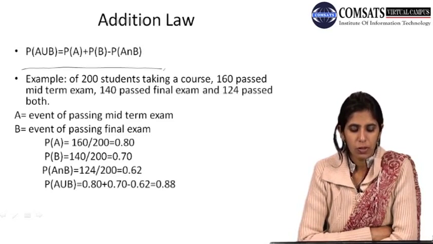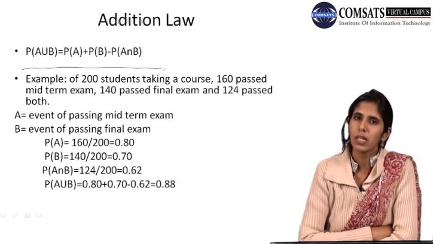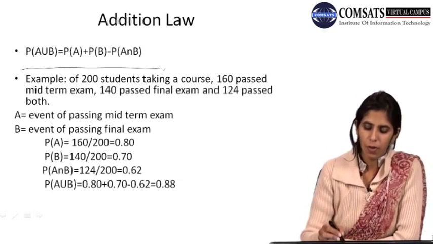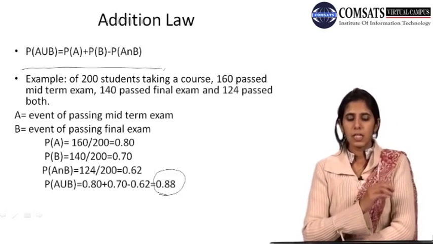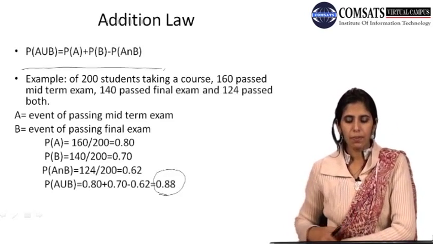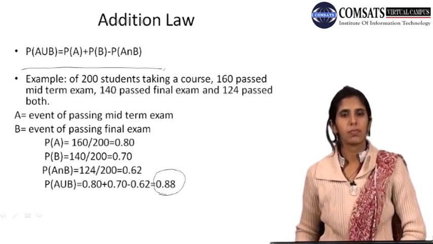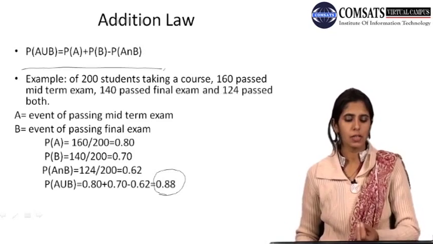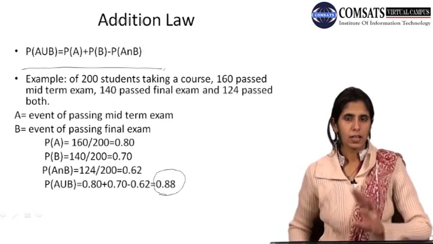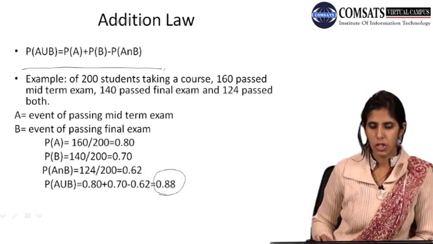Agar hum is law ke upar ye sari values apply kare, the probability of A union B gives us 0.80 plus 0.70 minus 0.62 is 0.88. So additive law describe karta hai, ya law of addition ne hume describe kiya hai ke is particular एग्ज़ाम में, इस पर्टिकुलर कोर्स में 88% यूनियन का मार्जिन है. 88% स्टूडेंट्स जो हैं वो सक्सेसफुली ये कोर्स क्लियर कर लेंगे. तो दैट इज़ समथिंग विच डिस्क्राइब्स द एडिटिव लॉ और लॉ ऑफ एडिशन.